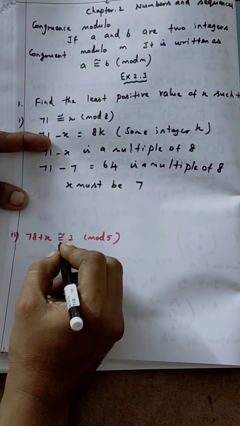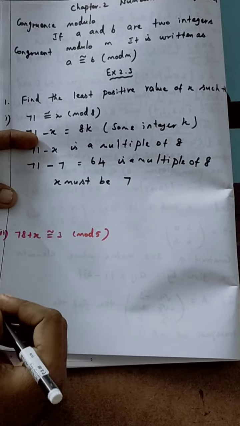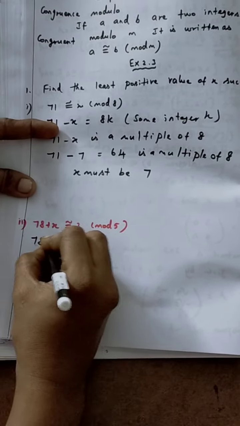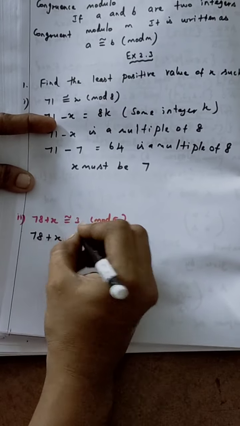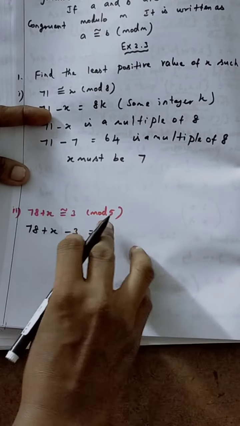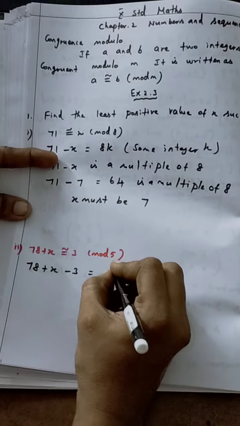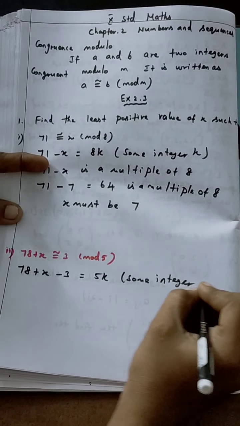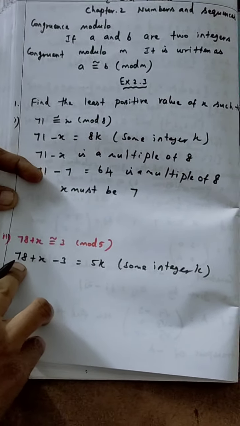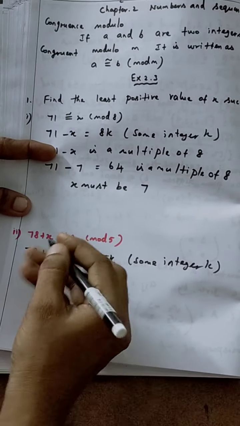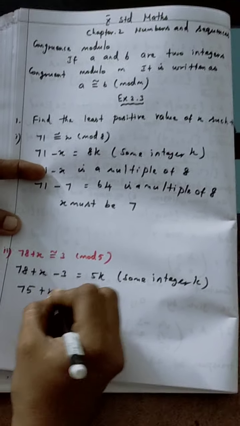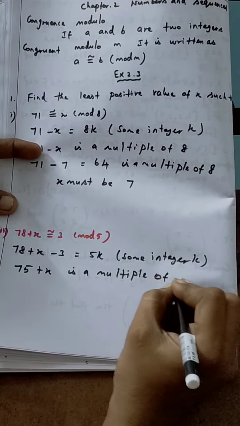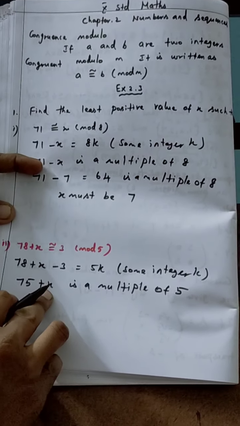78 plus x ≡ 3 (mod 5) is given. So first change the right hand side value to the left hand side: 78 plus x minus 3 equals a multiple of 5, that is 5k, for some integer k. Okay, next the constant terms: subtract 78 minus 3, so 75. 75 plus x is a multiple of 5. So find the value of x.